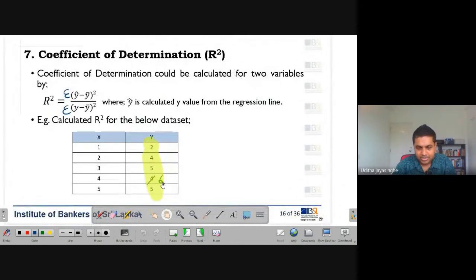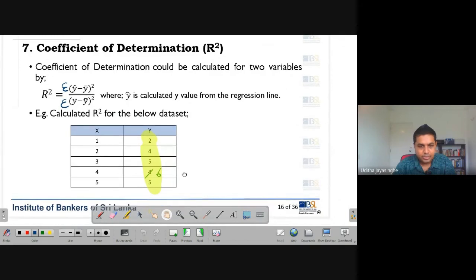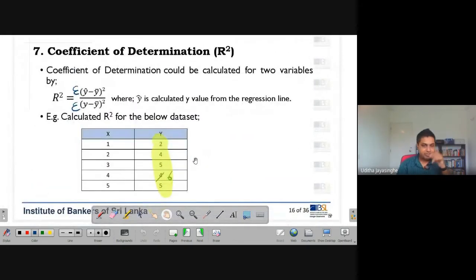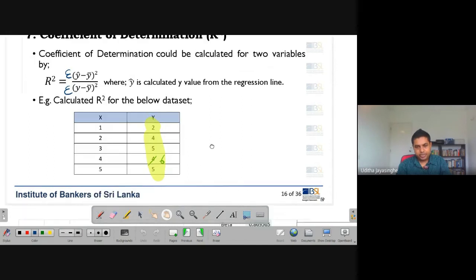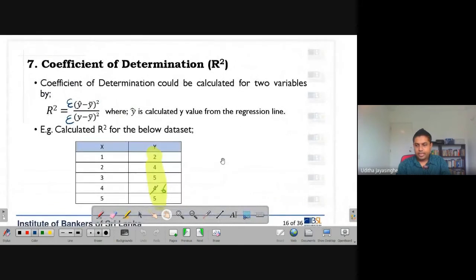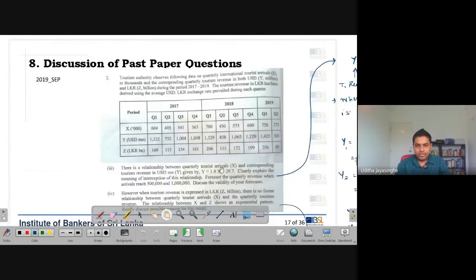Sorry about this silly mistake. Although the question is saying 4 and 4, for these explanations, both the coefficient of determination and the computation of alpha and beta, I've taken 4 and 6. That's why I wanted to take it as 6 here. Then you try it on your own and make sure you get these answers. Okay, then shall we move on to the exam questions? Okay. All right.